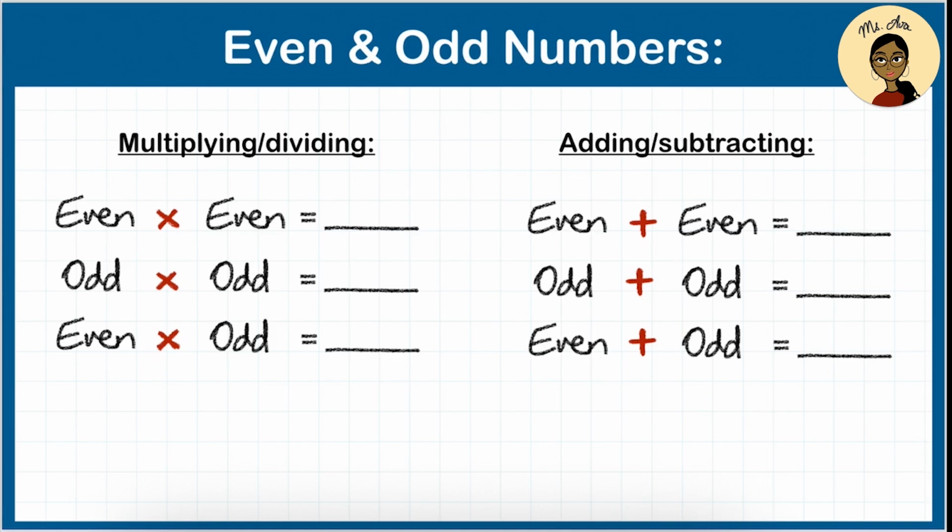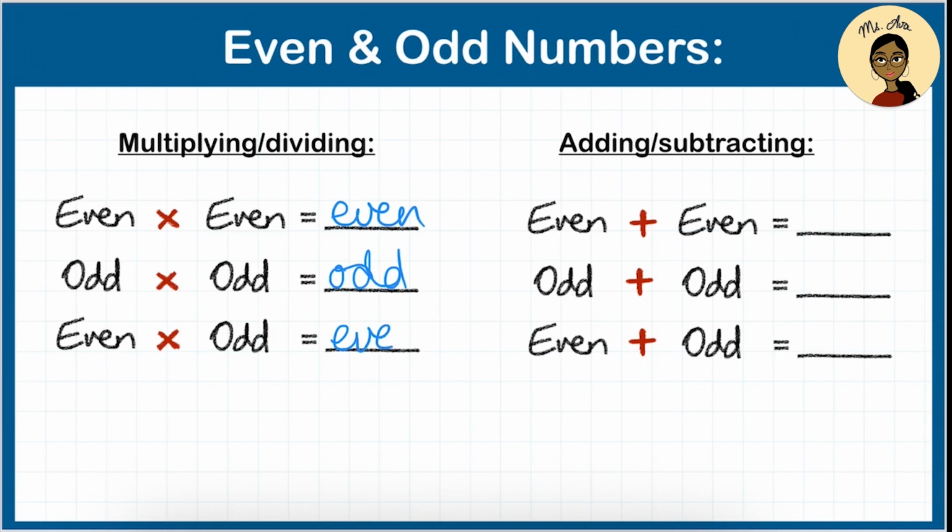So if they're multiplying two even numbers, an even number times an even number is always an even number. And then what do you think happens over here when you're multiplying an odd number times an odd number? Is it an odd number? Yes. An odd number times an odd number is always going to give you an odd number. What about even times odd? That is going to be even, right?